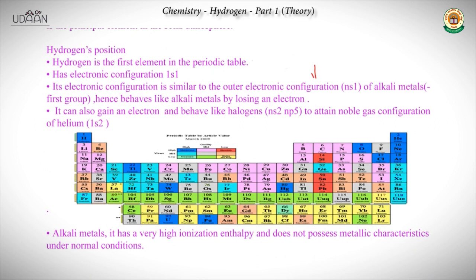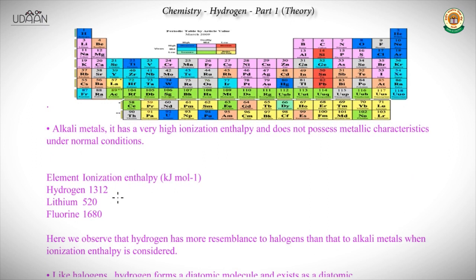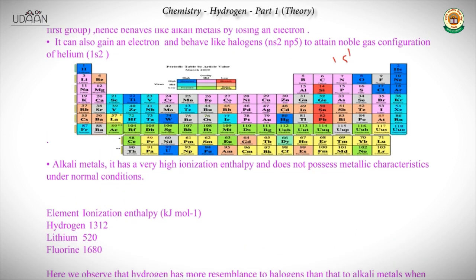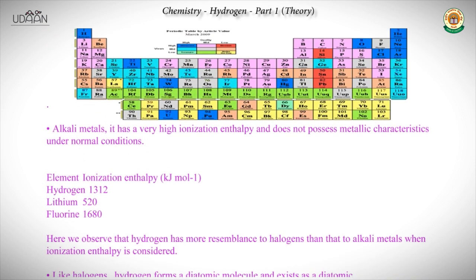So actually its electronic configuration is similar to that of alkali metals. As you can see, this is 1s1. But its ionization energy is similar to that of halogen atoms. In the periodic table we can see that the first column are the alkali metals, and then in the last but one column, the second last, we have our halogens.